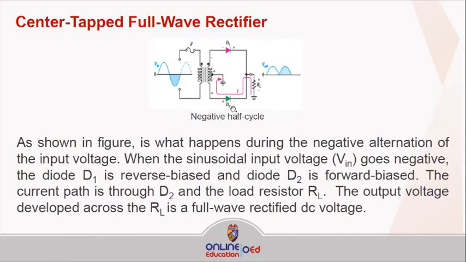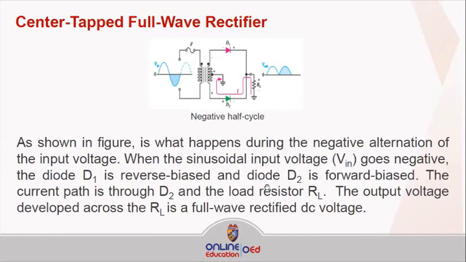Then sa diode 2 naman, it will become forward biased. It will allow the current to flow through this diode. Then the current path is through, okay, yung current path is pupunta through the diode 2. Kasi ito yung naka-forward bias or nag-allow ng flow ng current. Then, the current path is through the diode 2 and the load resistor RL. Okay? Then, the output voltage develops across the RL. Dito ma-develop yung output voltage. Across RL, then it is the full wave rectified DC voltage.